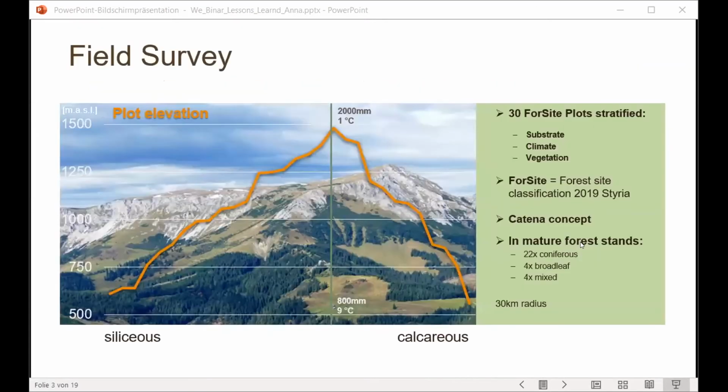Our field survey comprised 30 foresight plots. Foresight is the forest site classification of Styria in Austria. And we stratified our plots by siliceous and calcareous substrate, by climate, and by vegetation. In the graph, we see the vertical distribution of our stratified plots and the climate gradient.